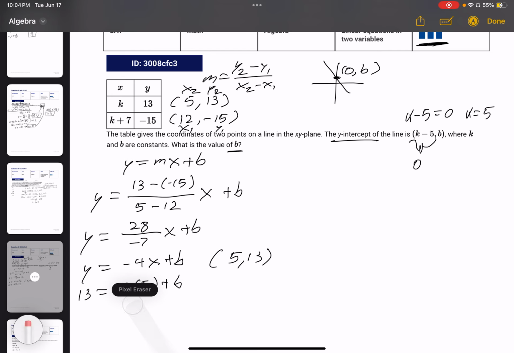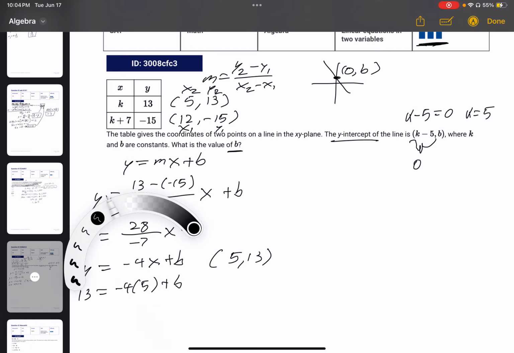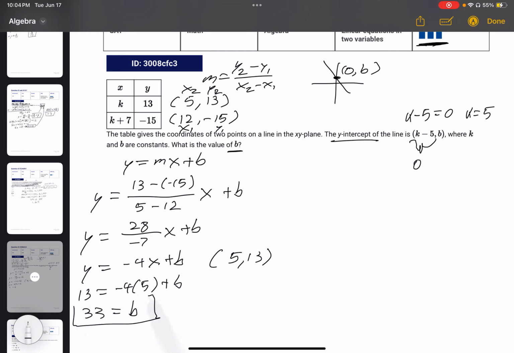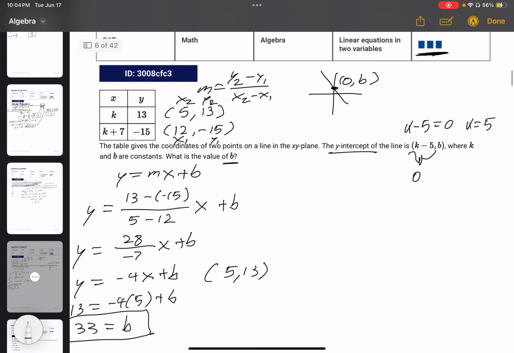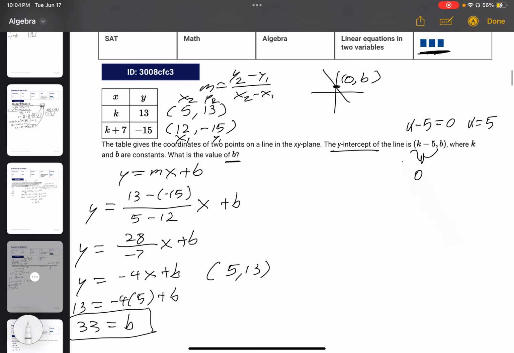So we have, oh, what was that? B is equal to negative 20, carry that over to that side, and then 33. So that's our answer for this fill-in question. A little harder, but always try and make the problem easier from the get-go. So this kind of helped simplify the problem a little.